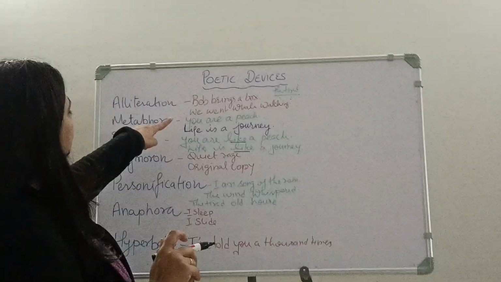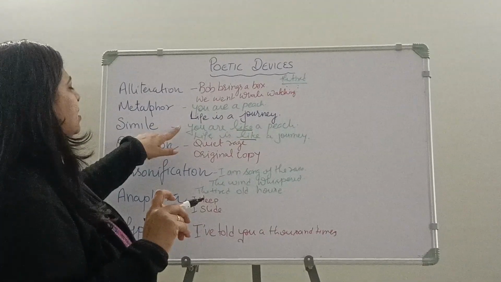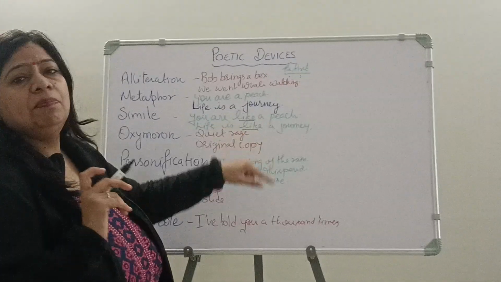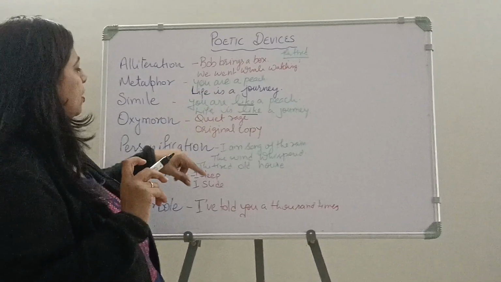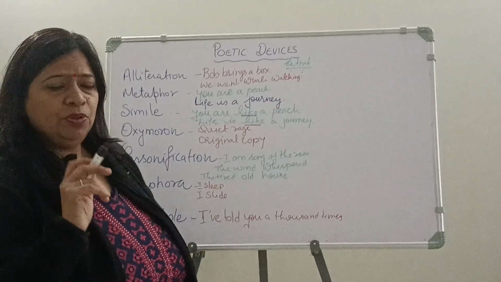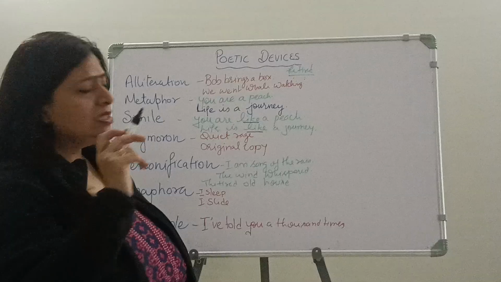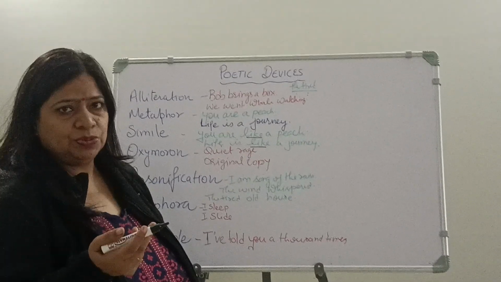Okay. So in this one metaphor, I said you are a peach. In simile, you are like a peach. Life is a journey in metaphor. Life is like a journey in simile. I hope you have understood the difference between simile and metaphor, because sometimes children get confused between these two.